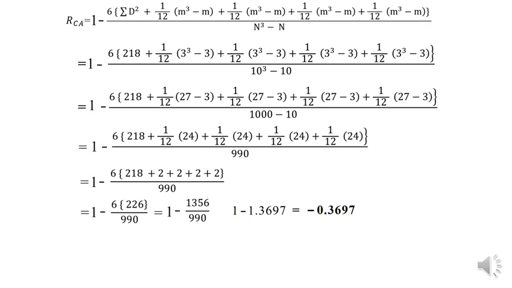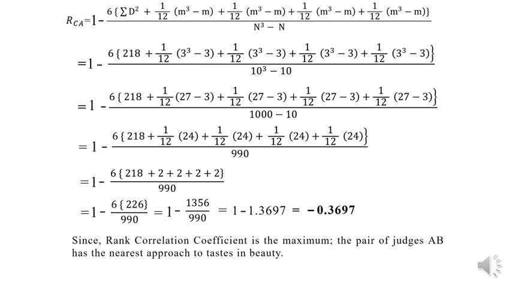So which pair of judges has the highest correlation coefficient among these three? Pair A and B. Pair A and B rank correlation coefficient is 0.73333. Is it not? So therefore the final answer is, since the rank correlation coefficient is the maximum, the pair of judges AB has the nearest approach to tastes in beauty. This is your interpretation. Okay, that's all folks. I have explained all the types of problems here.